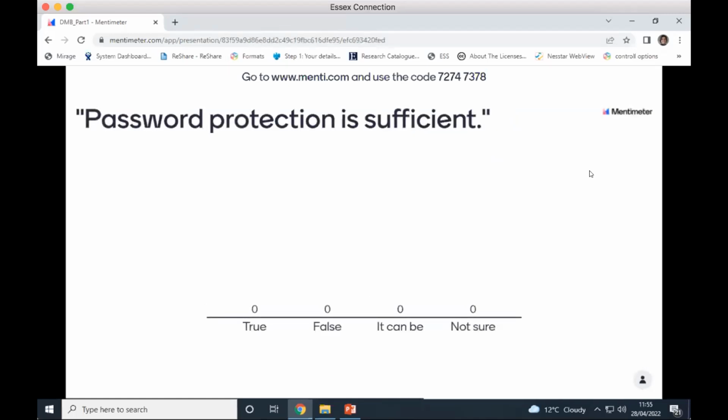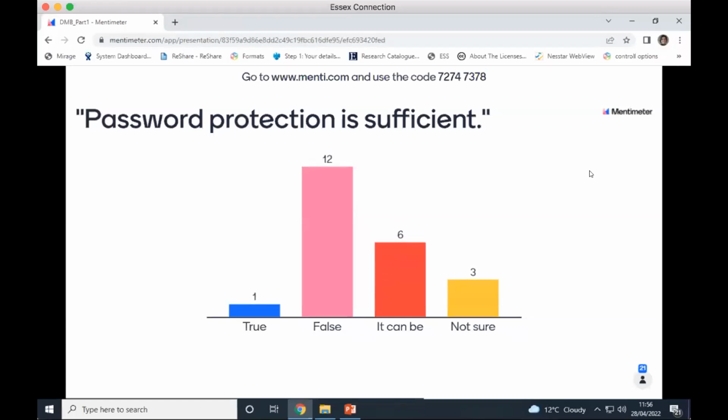Another statement: password protection is sufficient. So we have true, false, it can be, or not sure. Okay, so the most popular answers are false and it can be. And those were the answers we were looking for.